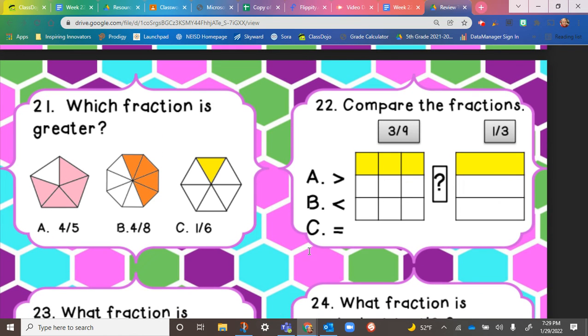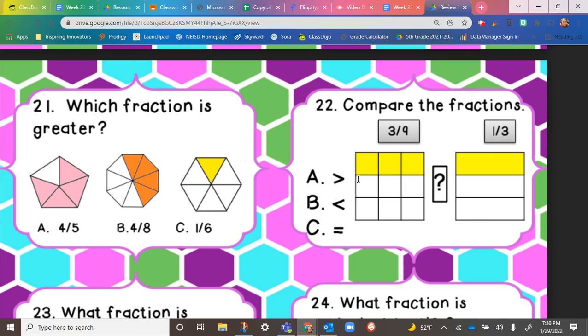Number 21, which fraction is greater? The one that is greater is going to have the most value. So this one, 4/5, is the one that has the most shaded in out of the fractions. And if you look at it, the closer your numerator is to your denominator, the closer you are to 1 whole. So here, 4/8 is half, 1/6 is really far away, so that's closer to 0, and this is closest to 1 whole. So 4/5 would definitely be the greater value.